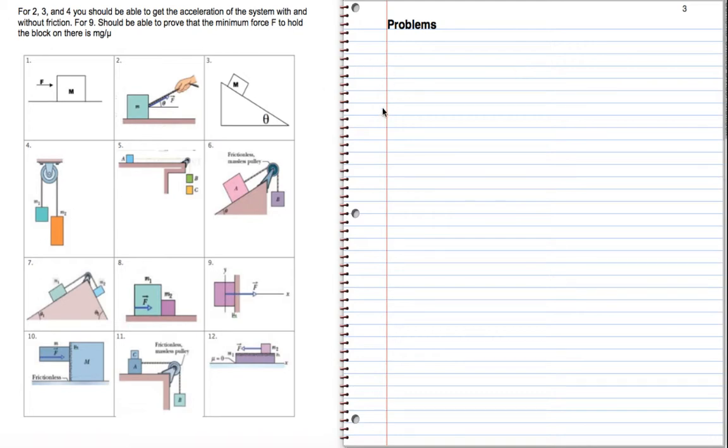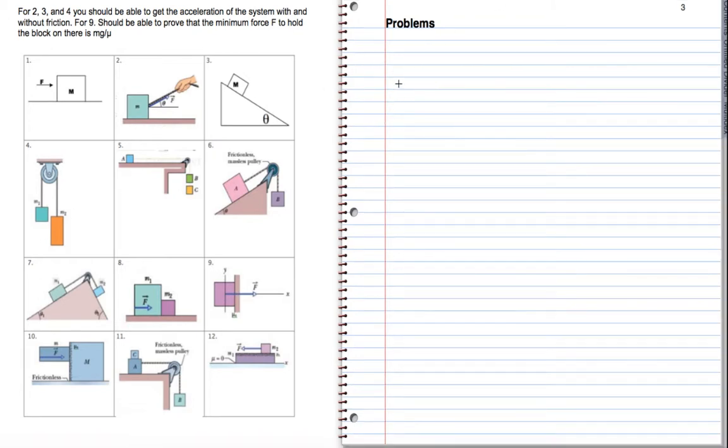Let's take a look at some of these problems and see if we can do some free body diagrams to help us out. So for number one, if we were to sketch a free body diagram, I'm going to include friction, but I'll draw it as a dotted line just to indicate that we're going to do this system both with and without friction.